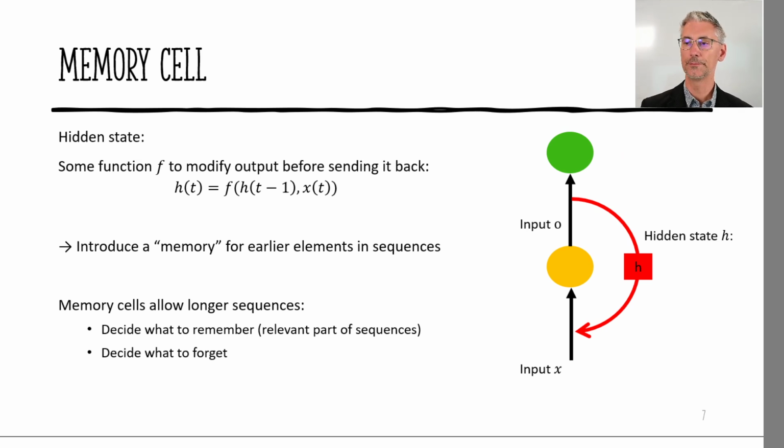We can extend the simple feedback loop with a memory cell. Here we can introduce a hidden state. So this is some function f that modifies the output of the neuron before sending it back. This hidden state, h of t, is some sort of function that depends also on the previous outputs it received and on the input. And this allows us to introduce some sort of memory from earlier elements in the sequence. So these memory cells essentially allow us to have longer sequences, because now we can decide what to remember, the relevant part of the sequence, and of course we need some sort of mechanism to decide what is relevant, but we can also decide what to forget.